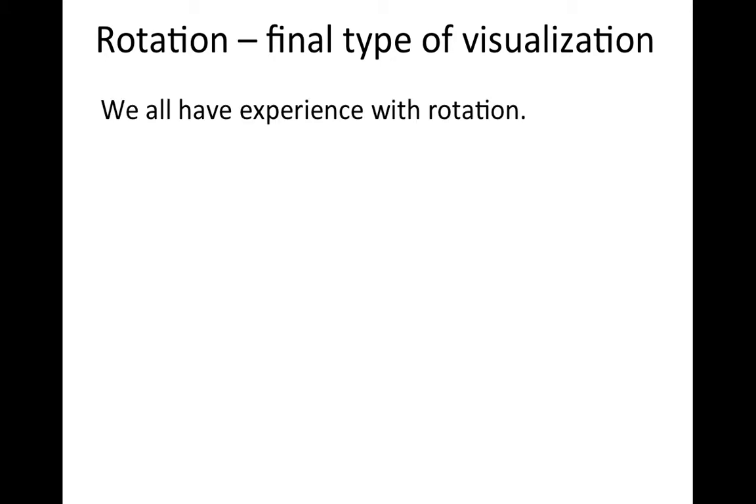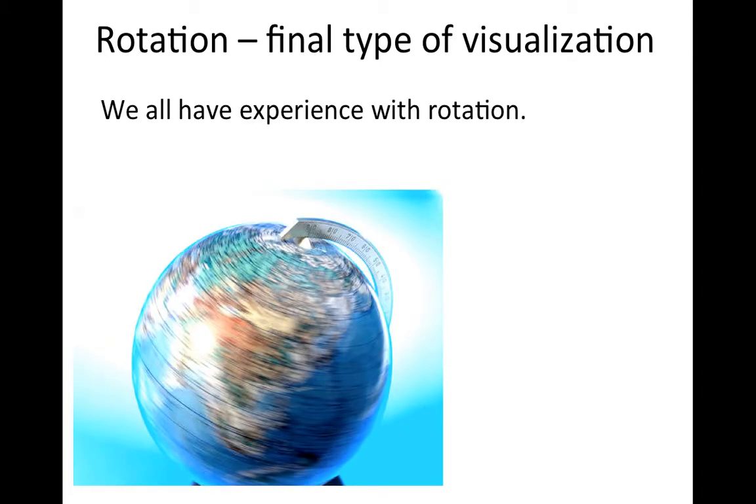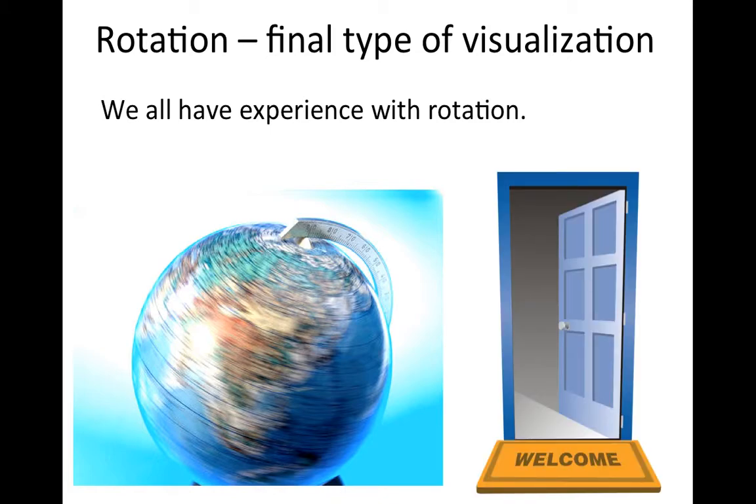The final type of transformation is a rotation. And we all have experience with rotation. You rotate a globe around. Every time you open a door, it rotates around the axis of the door, which is called the hinges. So we all know what rotations mean in real life.